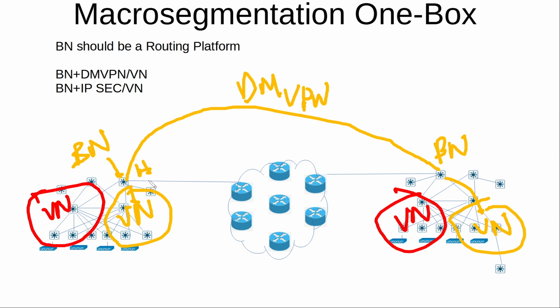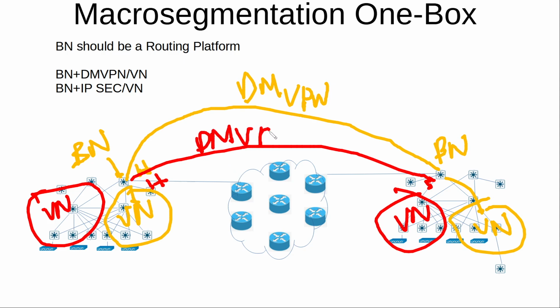So I could choose this border node as the hub for the DMVPN domain, and this other border node as the spoke. And then I will create another DMVPN domain that will help me communicate these red virtual networks together. So when using the one box approach, I have to configure heavily the border node.